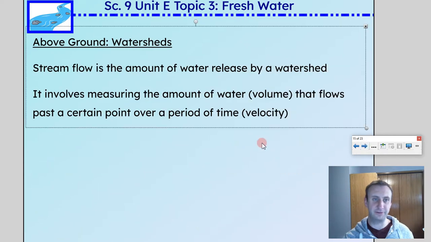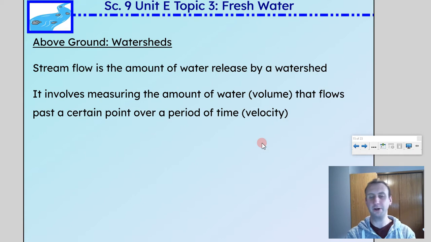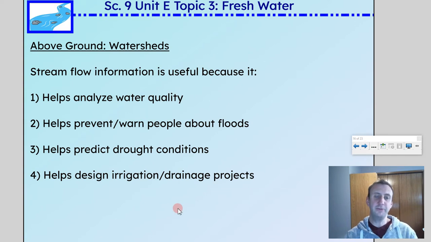And that's the deposition. Stream flow, which we've already talked about a bit, is the amount of water released by a watershed. It involves measuring the amount of water volume that flows to a certain point over a period of time, and velocity. So we can do this for a watershed as well, not just a river or a stream. It's trickier to measure, but still something that we can calculate. Or you can probably just figure that out too by how much water is being added to the river or the stream above ground.